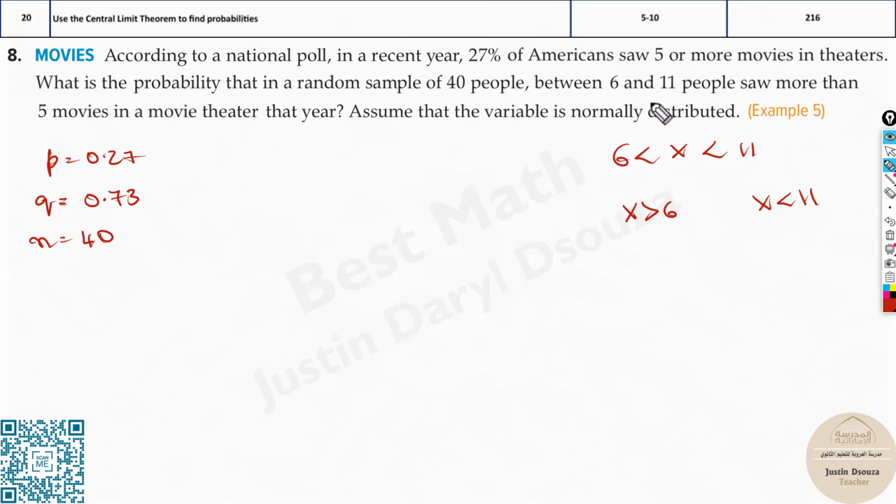If it was at most or at least, then it is less than or equal to. When it's at most and at least, we'll try to do such problems as well. But now over here, it is just x is greater than and less than because it's between. Okay, these saw more than 5 movies in that year. Assume that the variable is normally distributed. So just like the previous one, let's quickly solve this. The mean is given by, I'll directly put it in the calculator. We know the formula, n times p, isn't it?